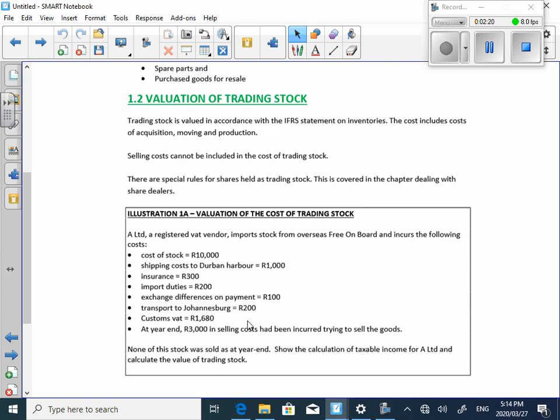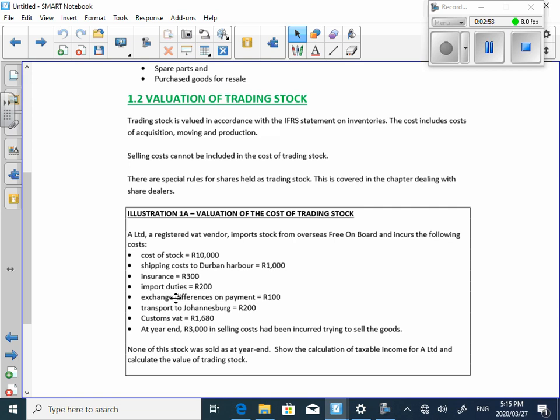1.2, valuation of trading stock. Trading stock is valued in accordance with IFRS. So if you know how to do things in accordance with IFRS, trading stock is valued in the same way. Going through an example, what would be included in the cost of trading stock here? Cost of stock, 10,000. That would be included in the cost of trading stock. Shipping costs, all shipping costs are included in the cost of trading stock. If there's any insurance whilst on the boat to bring it through to South Africa, that would be included. Any import duties would be included.